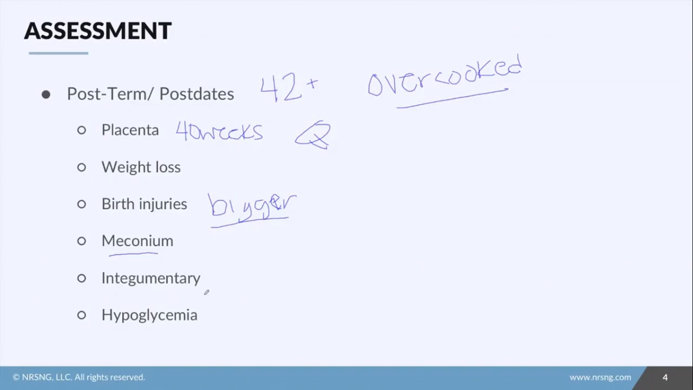Their integumentary system, you might notice longer nails on them. Their skin, this is the big one, is going to be really peely. So think about if you've ever been in the water too long and your hands get all raisiny and peely. That's what happens. These babies have been overcooked in the water way too long, so they get peely and their skin's all wrinkly. And then hypoglycemia for these babies. They're at risk for that. And that's because they're bigger. They've already used up their extra stores and don't have that. And also if they're bigger, they're going to be using more sugar up and be at risk for hypoglycemia after birth.